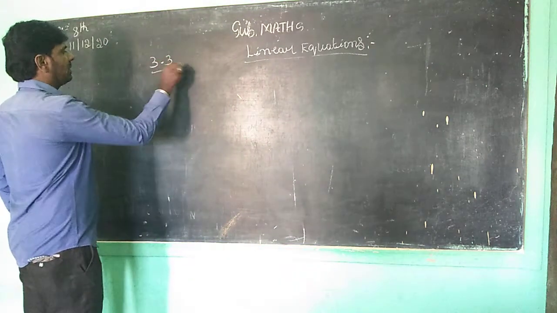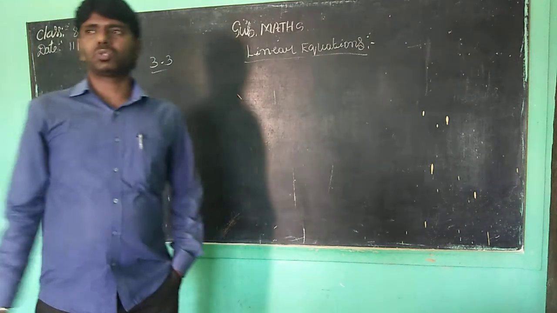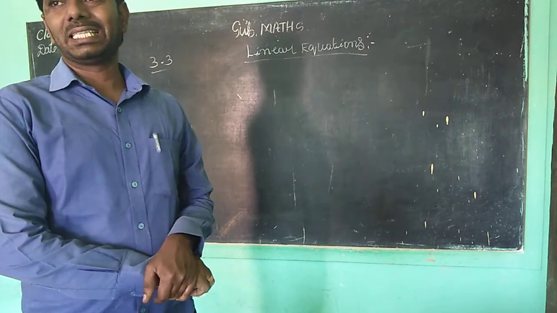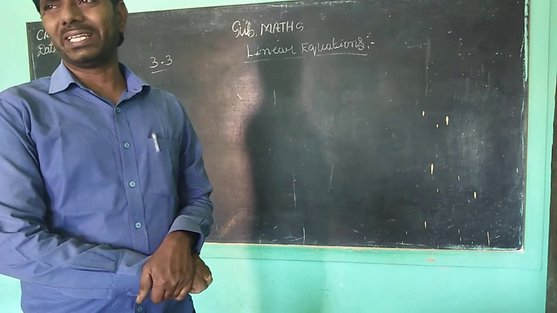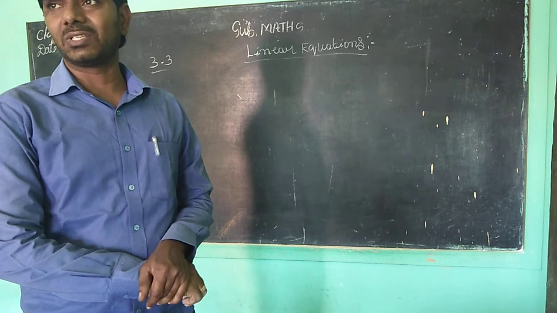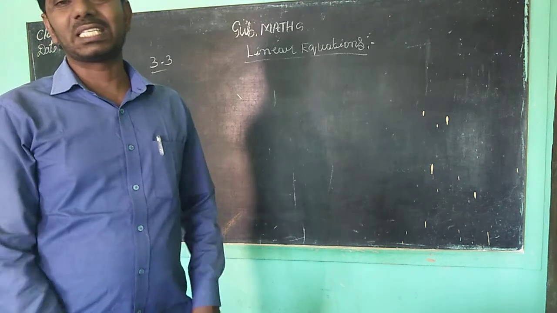Children, in the previous lesson there was also exercise 3.2, so some questions were deleted. The 13th, 14th and 53rd questions are not there, and they are not used. That is also deleted. So next we want to go to exercise 3.3, children.